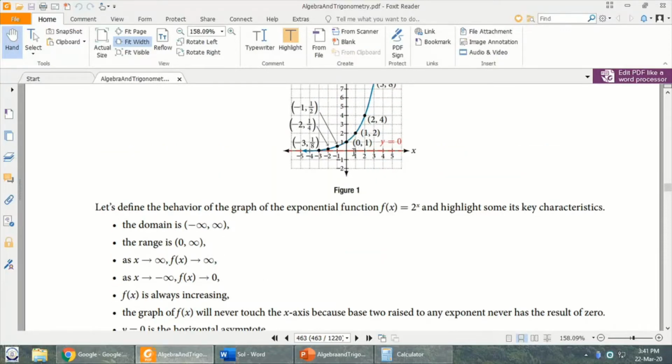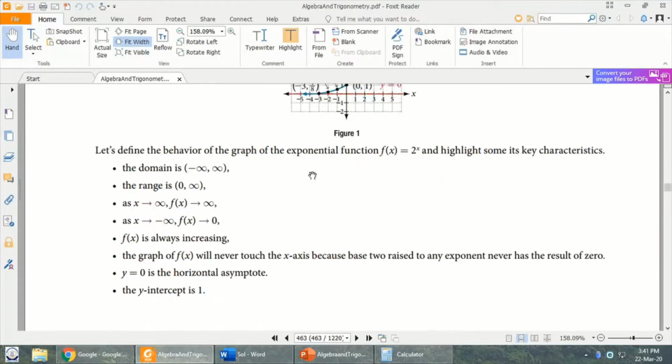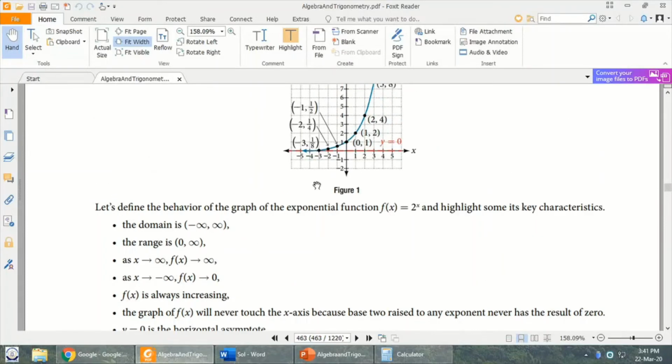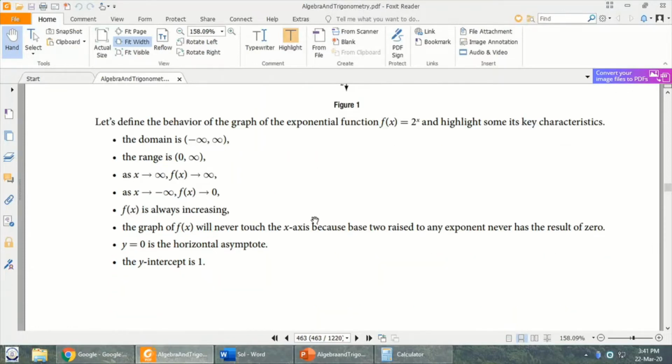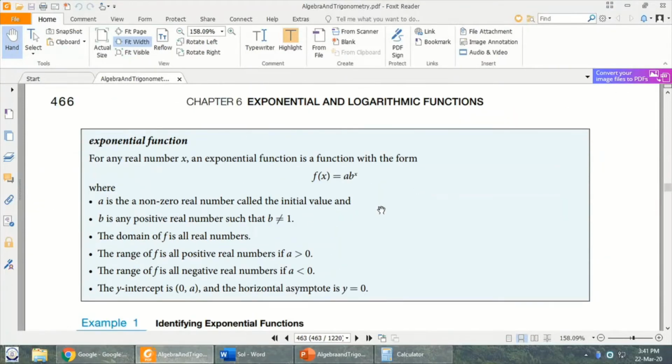So when x is 0, that means we have just the vertical value, and that value is 1. And then y could be 0, and we'll have this value as 1. So if y is 0, then we just have the horizontal asymptote. Okay? So now again, this is another function.